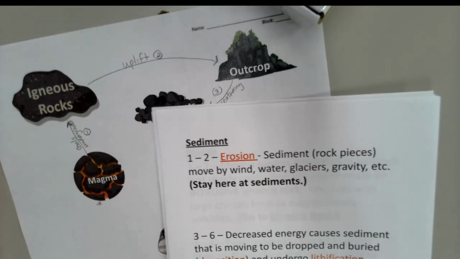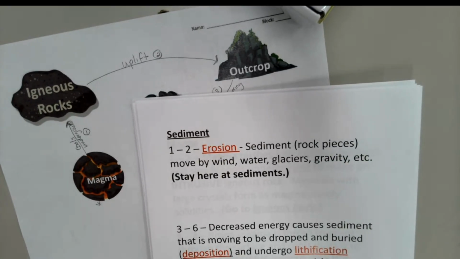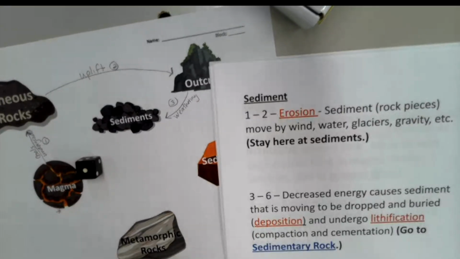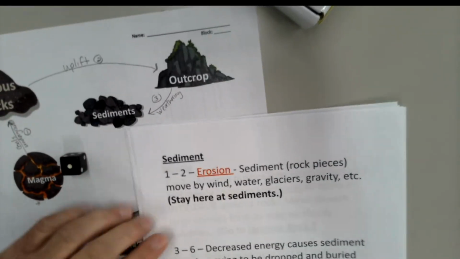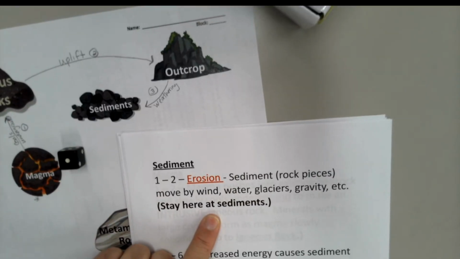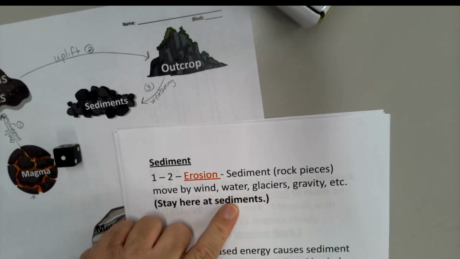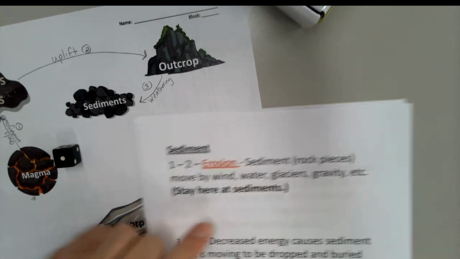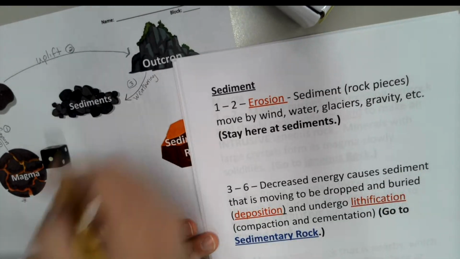And I will roll my die. And I get a 1. Notice it says erosion, sediment, rock pieces moved by wind, water, glaciers, and gravity. Stay here at sediments. So something's happening, but I'm not changing rock form.